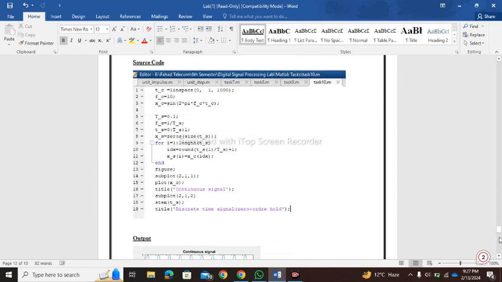Next, Task 10. Here we have to simulate a zero order hold. In zero order hold we are actually converting our digital numbers to analog form. In this example, we initialize our signals and then display them, so the output displays two graphs: one for the original signal and the other for the zero order hold signal.